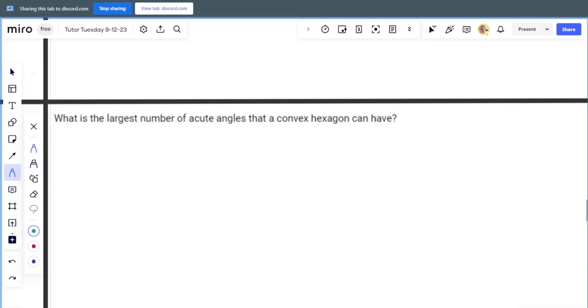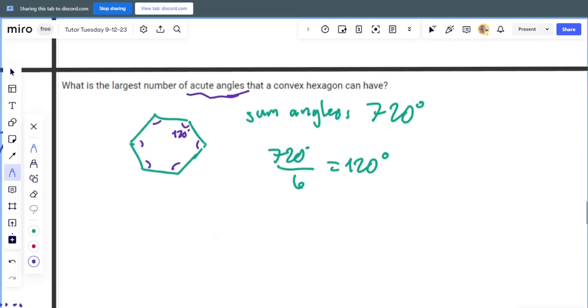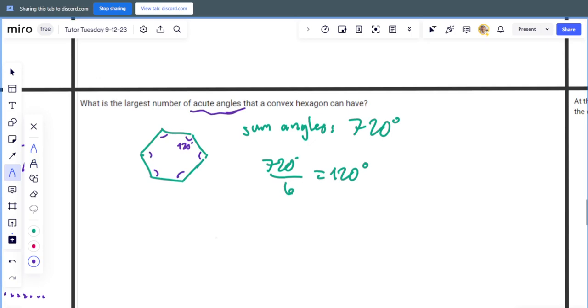In a convex hexagon, that means all the sides are going to be pointed out. The sum of angles is going to be 720 degrees. So we could do 720 divided by 6 and get 120 degrees, and each of these would be 120 degrees. That's just one case, but that doesn't give us any acute angles. For it to be acute, we would need it to be less than 90 degrees.